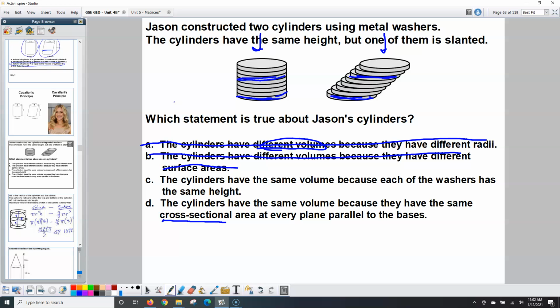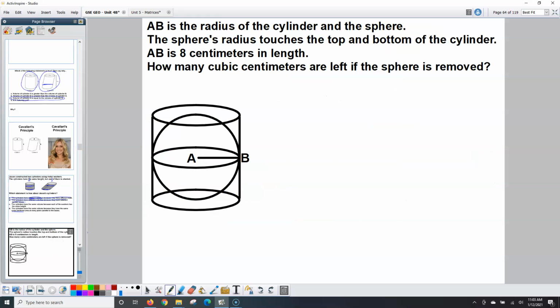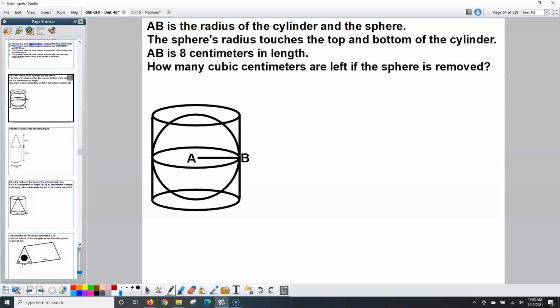So let's find a couple more to work. So this says that AB is the radius of the cylinder and the sphere. The sphere's radius touches the top and bottom of the cylinder. AB is 8 centimeters in length. Okay, so AB is 8 centimeters in length. How many cubic centimeters are left if the sphere is removed? Well, I'm going to have to find the volume of the cylinder, and then I'm going to subtract the volume of the sphere.